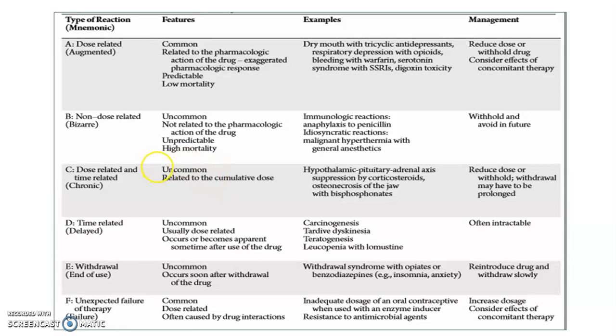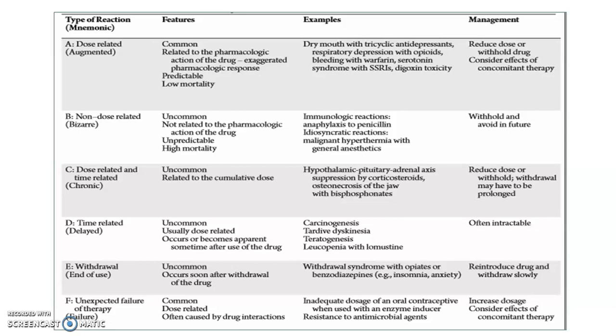Coming to type D, as I discussed, it is time related. The reactions occur after a prolonged time. These are also very uncommon, and they are also related to a particular drug dose. An example is teratogenicity. For example, if a pregnant lady is administered chloramphenicol as well as tetracyclines, as they have a teratogenic effect, there is a reaction which occurs later, in the period of development of the baby. These are often intractable, so we need to always monitor type D reactions.